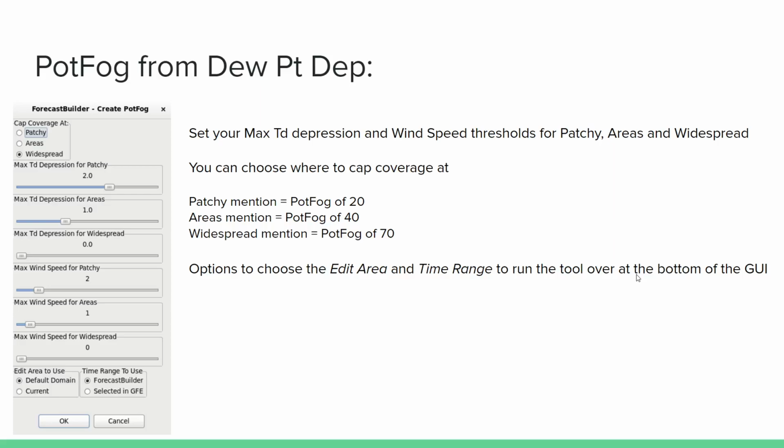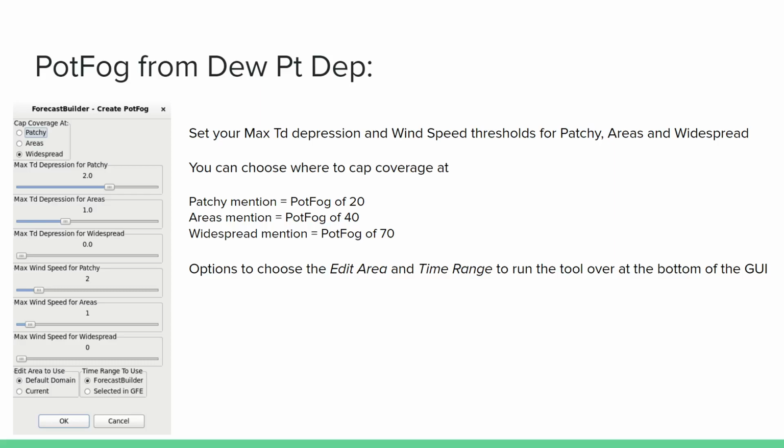Pot fog from dew point depression. Fairly simple, more legacy tool that sets your maximum dew point depression and wind speed thresholds for patchy areas and widespread fog. And you're able to cap your coverage at areas are patchy if you so choose. Pretty standard 20, 40, 70 are the values that you'll get.